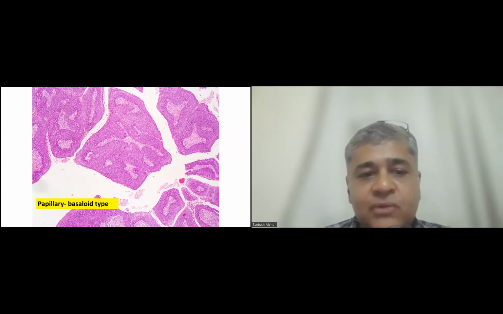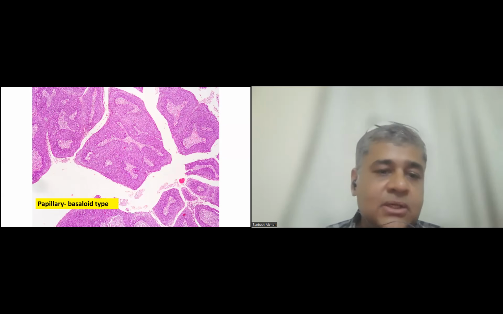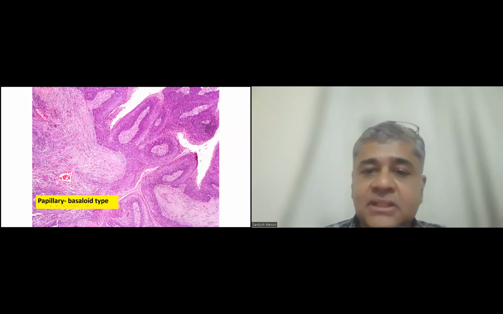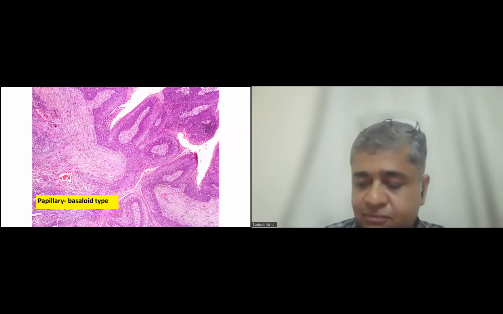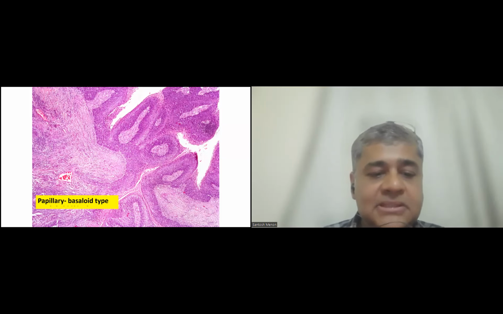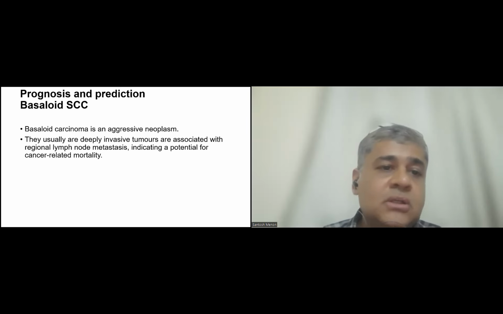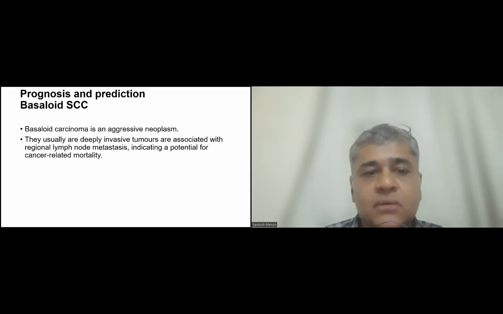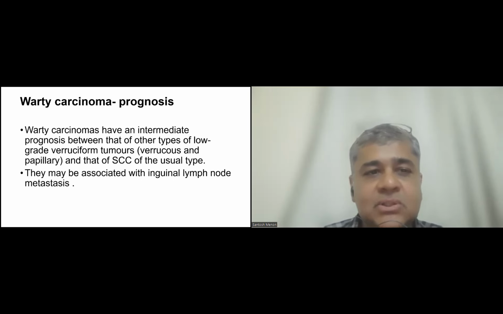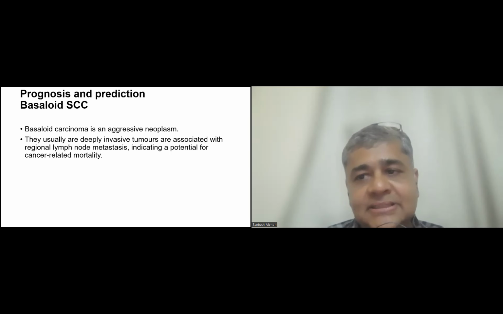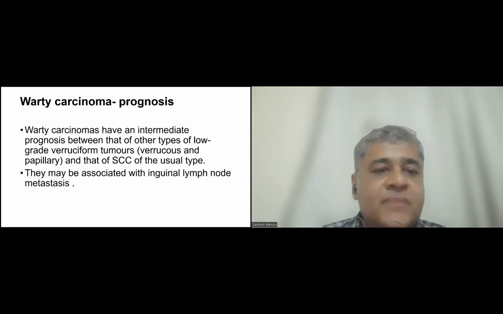When you have a papillary configuration of these basaloid cells, they are known as papillary basaloid type. You can have a lot of basaloid cells on a papillary stem, and then you can label them as papillary basaloid squamous carcinomas. Basaloid carcinomas are aggressive neoplasms. They are deeply invasive tumors associated with lymph node metastasis, and they also have the potential for cancer-related mortality. So it's important to put this in your report when you are reporting penile cancers, because the clinician generally understands at least this kind of thing.